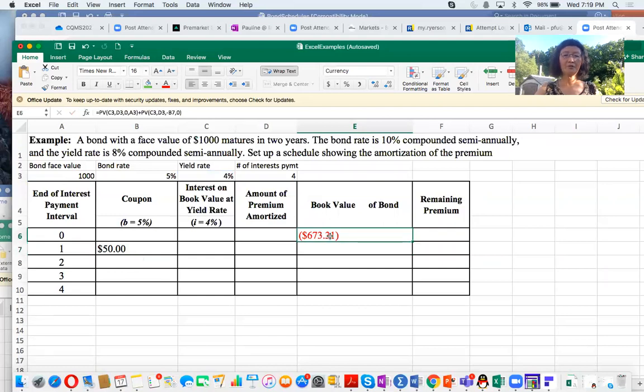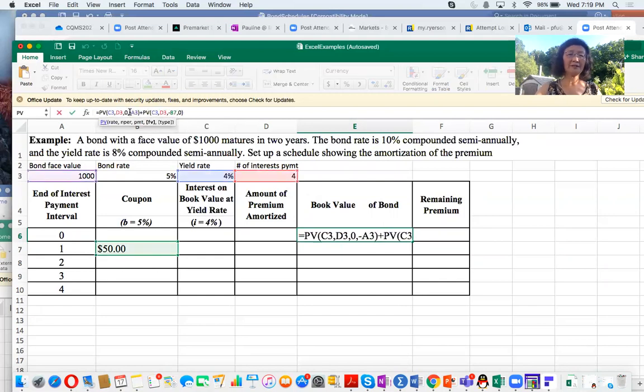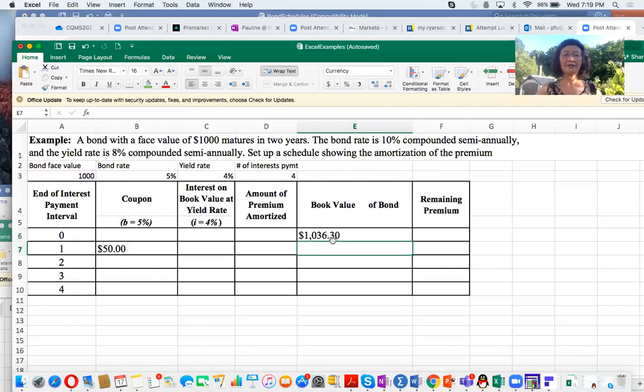So something is wrong here. This one I have to type in negative 1,000. Okay. All right. So this is the book value. The correct formula is here. This is the book value. As you can see, this book value is greater than the bond face value. That's why there is a premium.